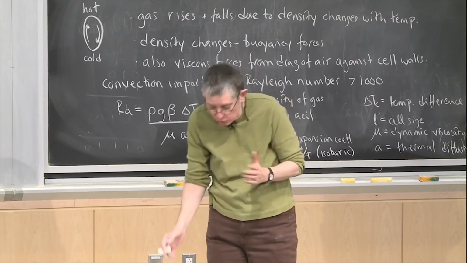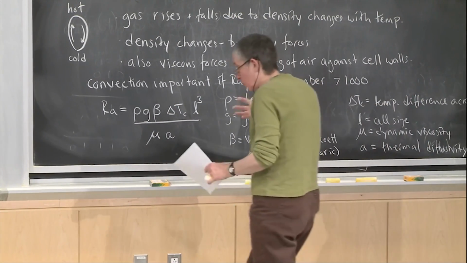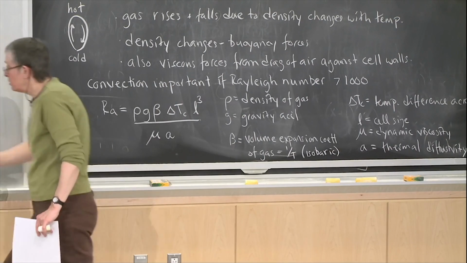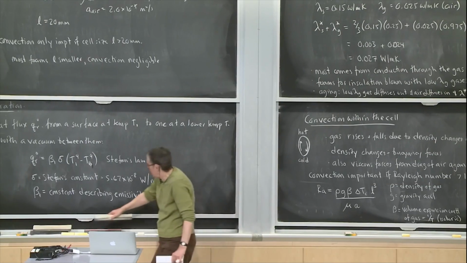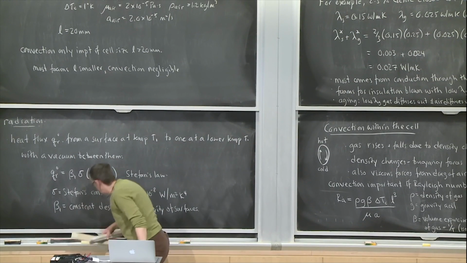Okay. So the next step is we put the foam between those two surfaces, and the heat flux is going to be reduced because the radiation is going to be absorbed by the solid and reflected by the cell walls. And so we're going to characterize how much it's reduced. So there's another law called Beer's law, which characterizes the reduction in the heat flux.